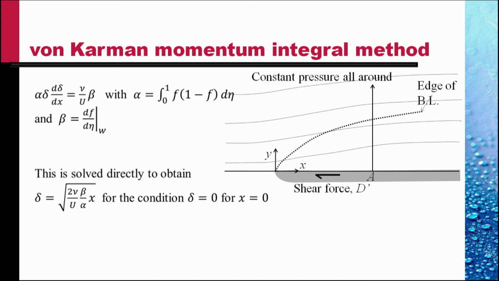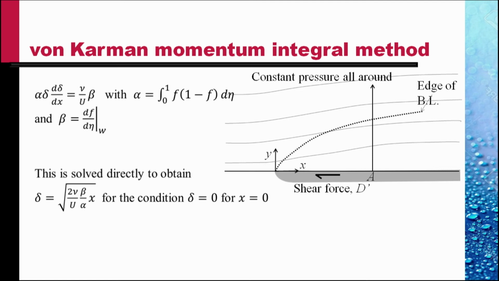Von Karman, one of the greatest names of fluid dynamics, of almost the same stature as Prandtl, proposed that the values of beta and alpha are quite insensitive to the actual shape of the velocity profile, as long as we meet the basic requirements of the velocity profiles.